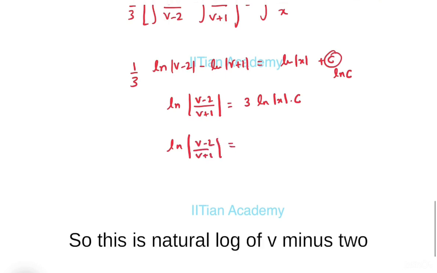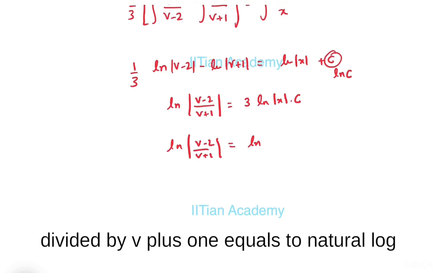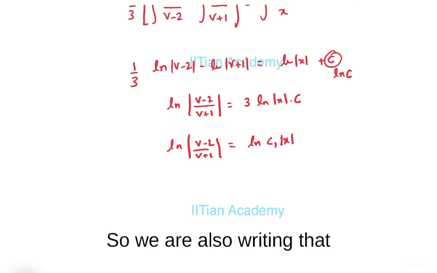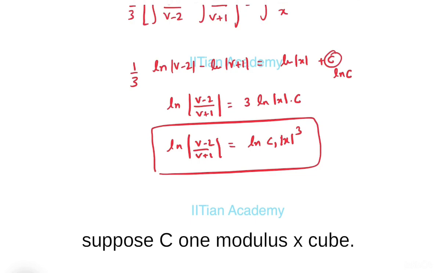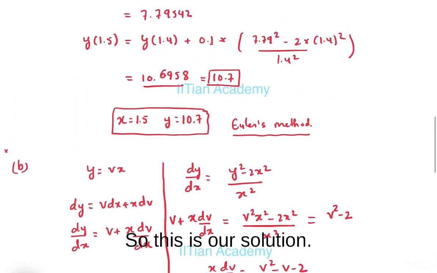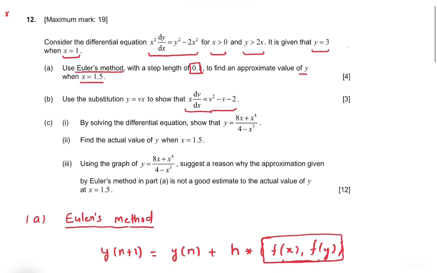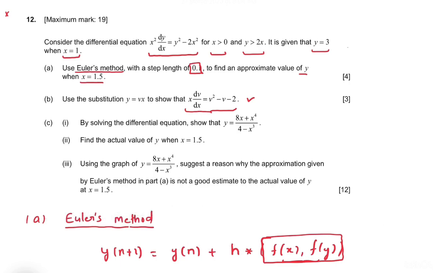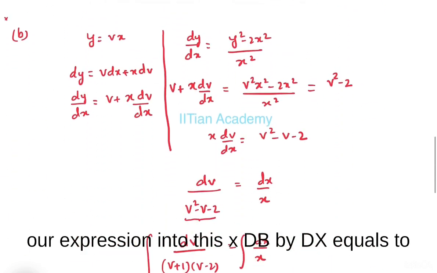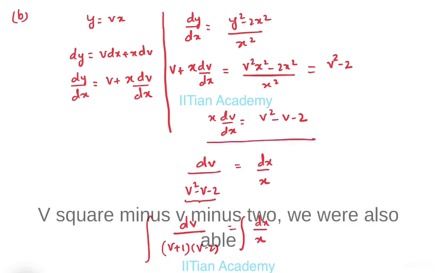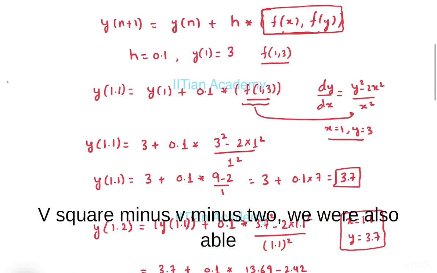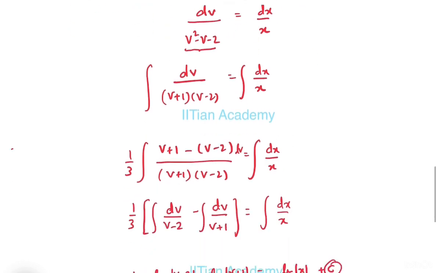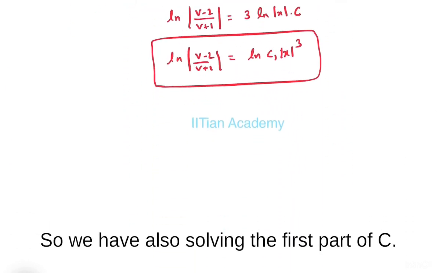So this is natural log of v minus 2 divided by v plus 1 equals natural log of some constant. c cube is also a constant, so we write that as c1 modulus x cube. So this is our solution. So we were able to express our expression into x dv by dx equals v square minus v minus 2. We were also able to solve this further and find the particular solution. So we have also solved the first part of c.